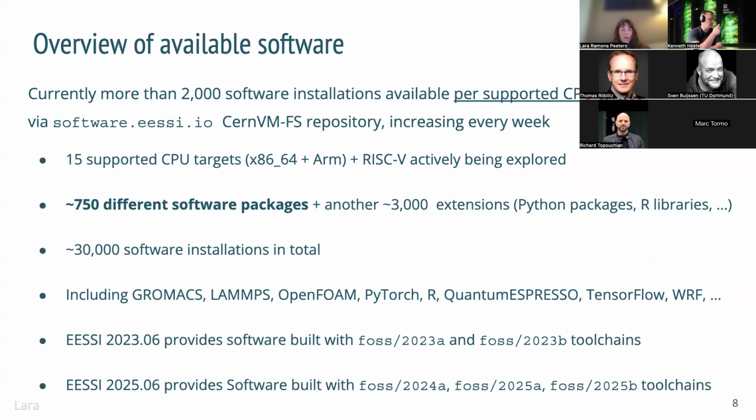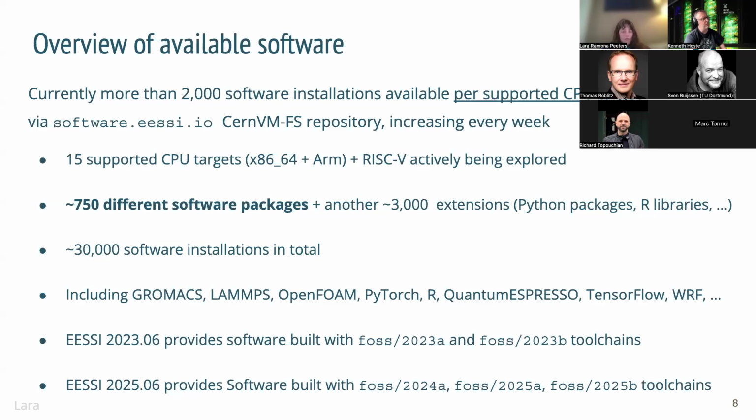So this is an overview of the available software. We currently support more than 2,000 software installations. No, there are more than 2,000 software installations available per CPU target via our repository. We will support 15 CPU targets: ARM, as I told you before, x86, RISC-V.